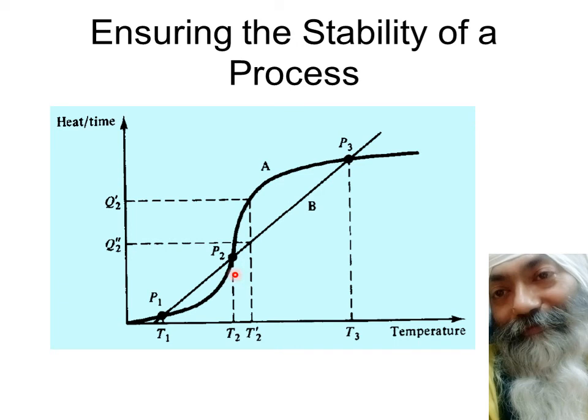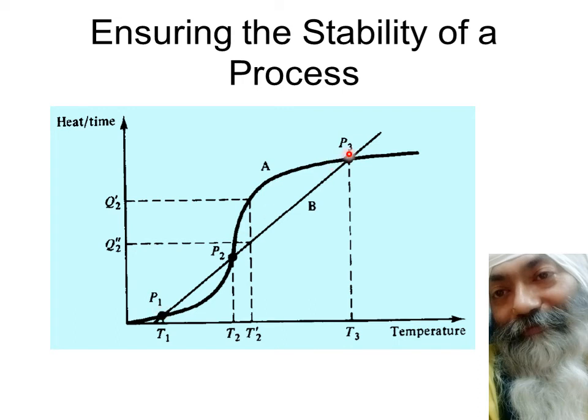But the process requirement is that we should operate at T2. Even if it is unstable, the process requirement is that we should operate at T2. Why? Because at T1, I will repeat this later again, the temperature is low and the yield is less. At low temperature the yield of the reactant giving the product is less.